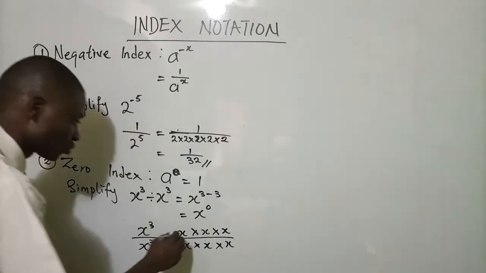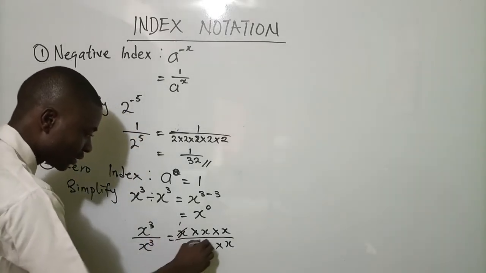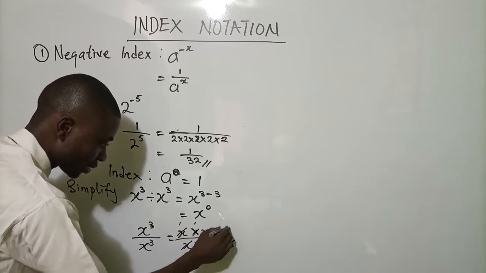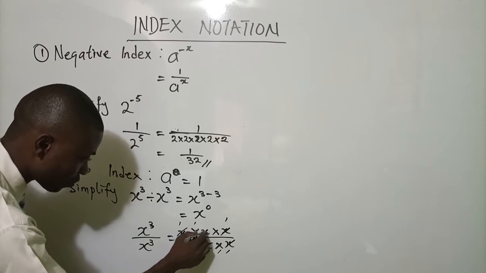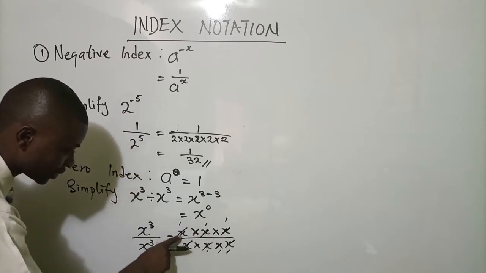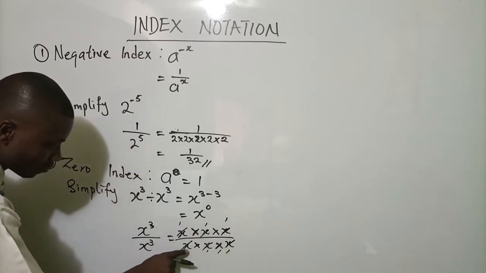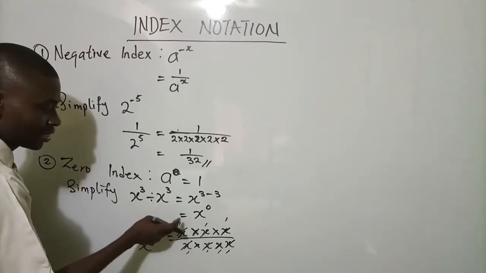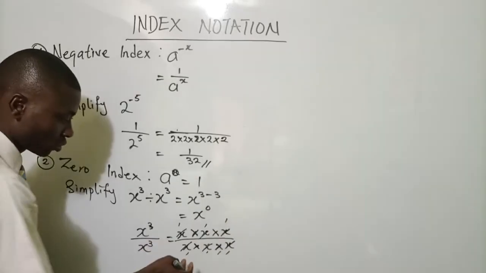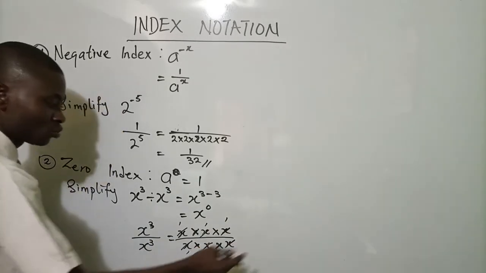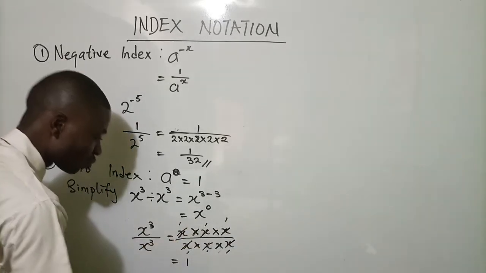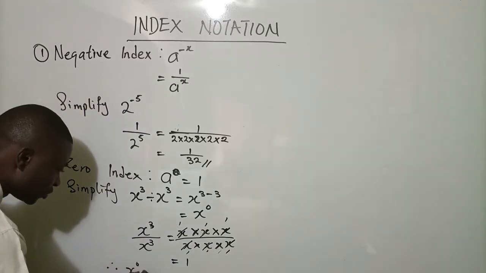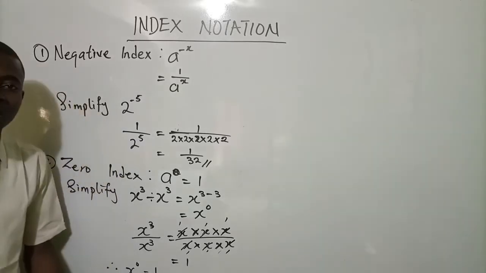So now let's divide. x goes with x, 1; x here, 1; x here, 1. This is times. So it's x times x times x over x times x times x, that means x in 3 places. Now everything here is 1. 1 times 1 times 1 is 1. 1 divided by 1 is equal to 1. Therefore, we can conclude that x raised to the power of 0 is equal to 1.